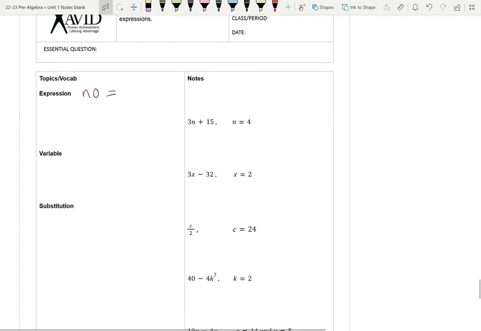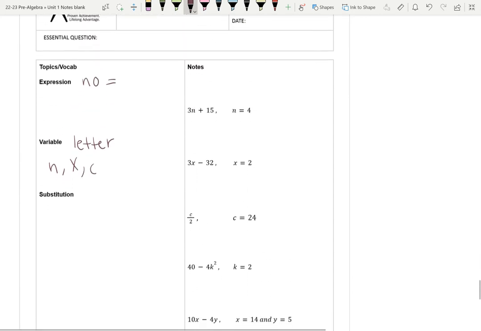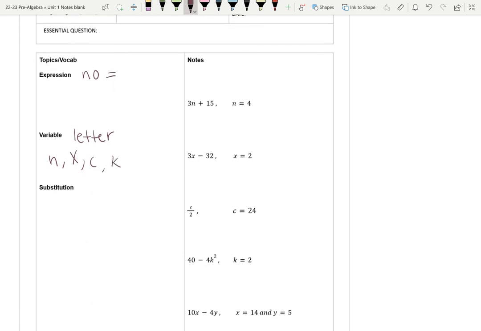So we have variable. Remember, that's our letter. So we have N, X, C, we have a K, Y, just any of those different letters like that. That's your variable. And then substitution means that we are replacing the letter. So when we're doing these, you should have no letters in your answer.